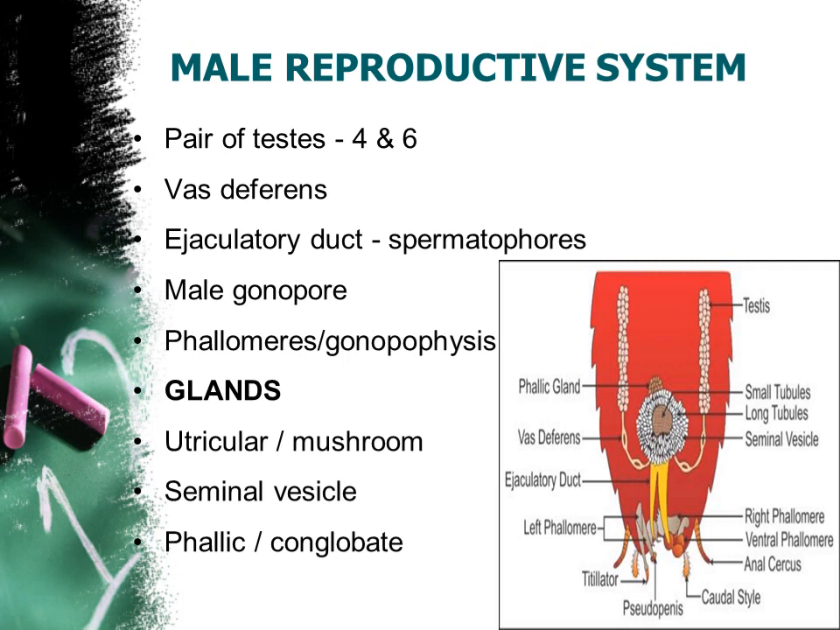Okay. So these three glands are secreting the secretions. Along with the sperm cells, it will be coming towards this ejaculatory duct. Okay. So this is the structure of the male reproductive system of cockroach. Fine.